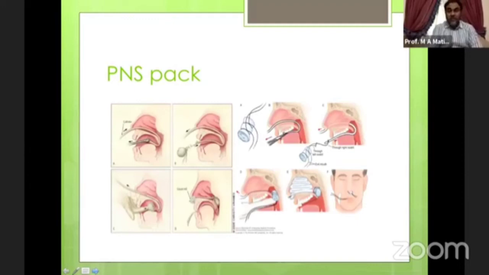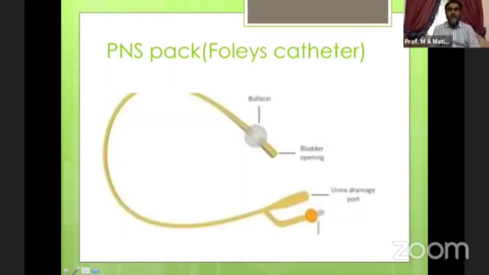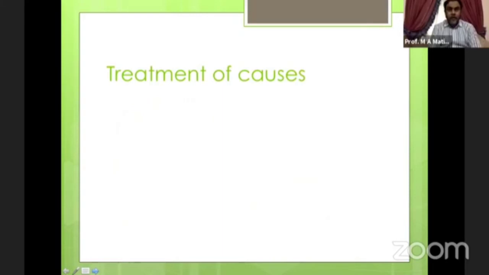So these are the different types of PNS pack, as I discussed: Foley's catheter or the 3-thread gauze piece. This is the classical device, the Foley's catheter for PNS pack. Never forget this one, Foley's catheter for PNS pack. Now, by this time also, if the patient has hypertension, you have to treat the hypertension, and any other lesion, any tumor, anything, then you have to treat accordingly.